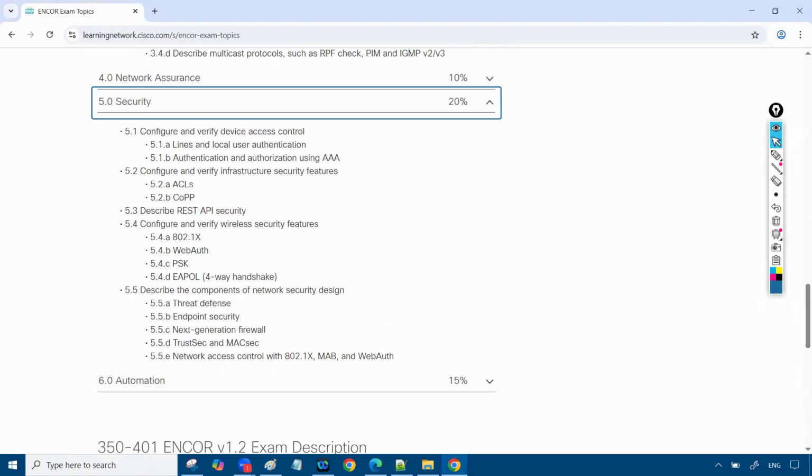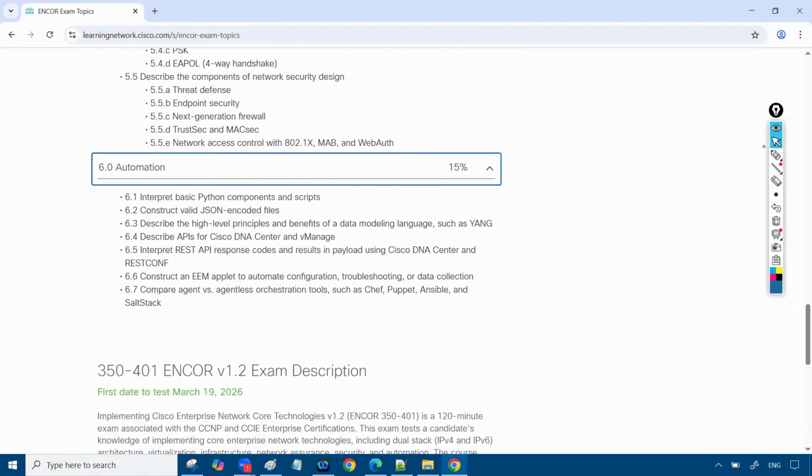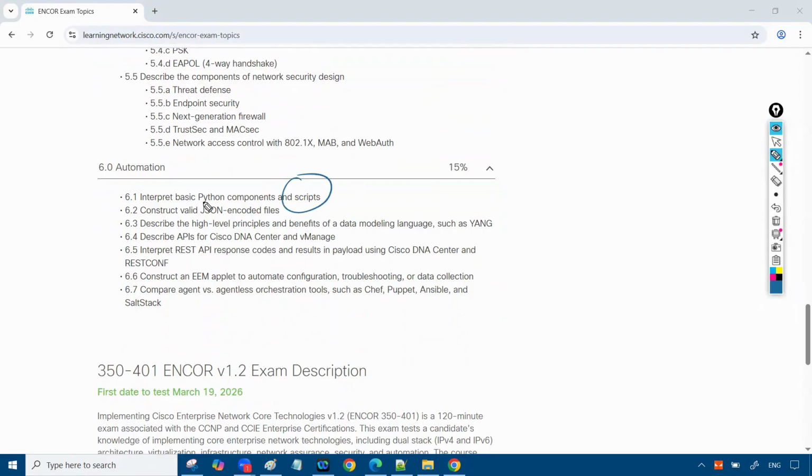Once we have done with the 20% of security, then we have automation at 15%. In automation, we'll talk about scripting, then JSON, the YANG model, and Puppet, Chef, and Ansible as well. Then we'll talk about the EEM applet. EEM is simple logic.